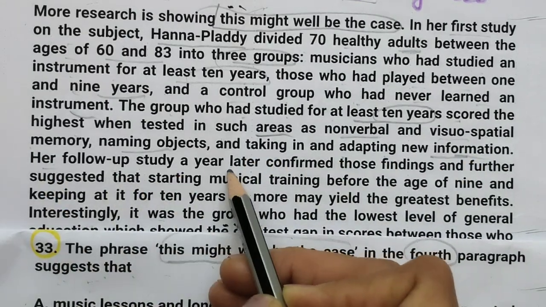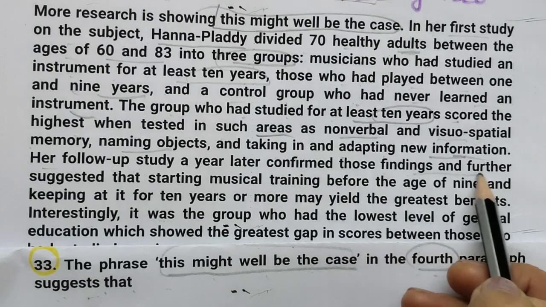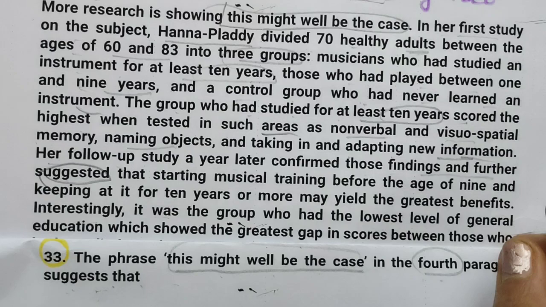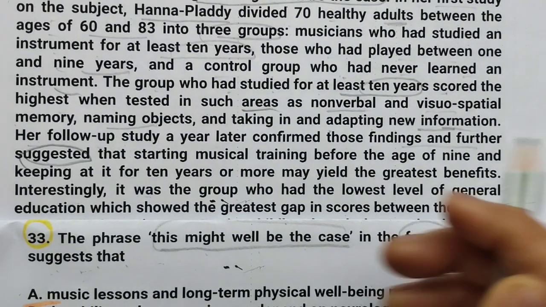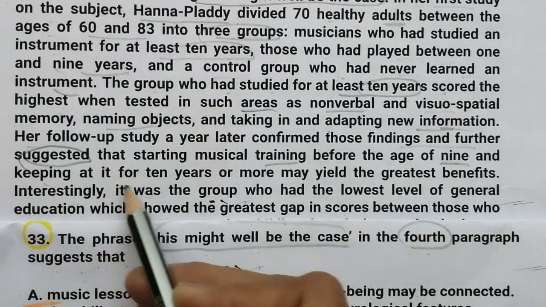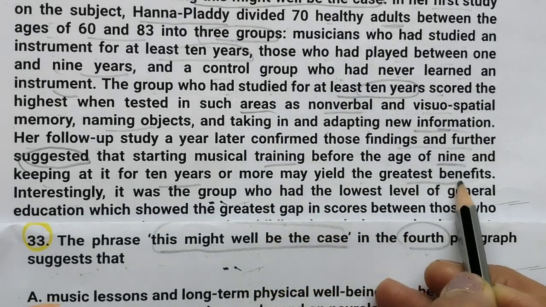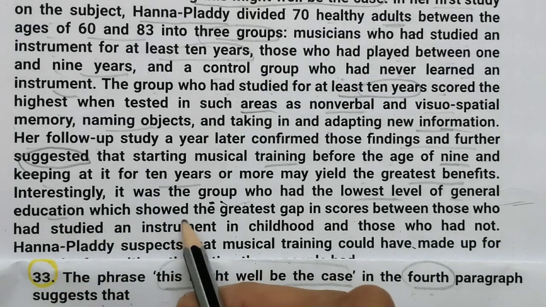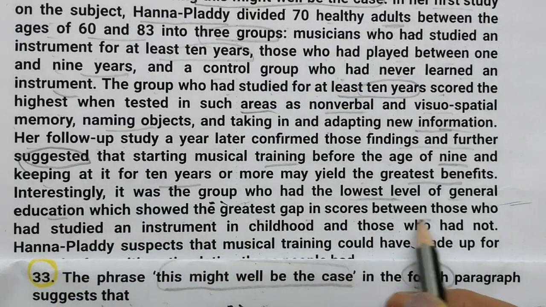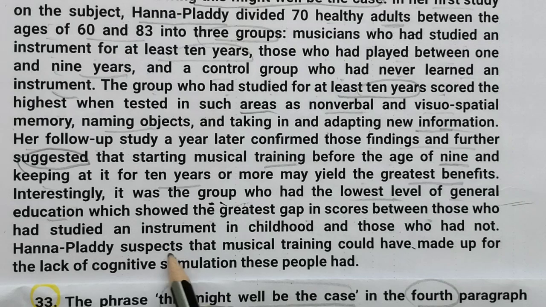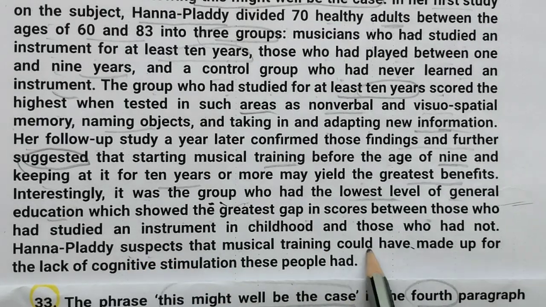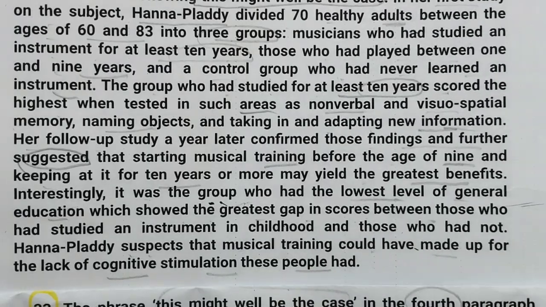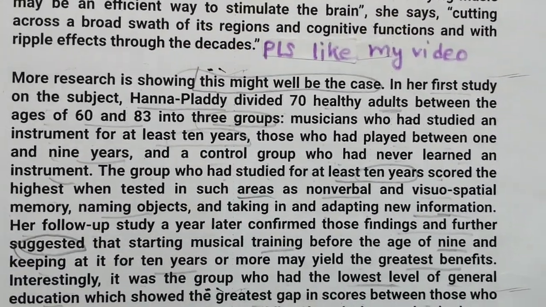Her follow-up study a year later confirmed those findings and further suggested, now this is the location, that starting musical training before the age of 9 and keeping it for 10 years or more may yield the greatest benefit. Interestingly, it was the group who had the lowest level of general education which showed the greatest gap in scores. Suspect that musical training could have made up for the lack of cognitive stimulation these people had. Okay, so a lengthy paragraph.